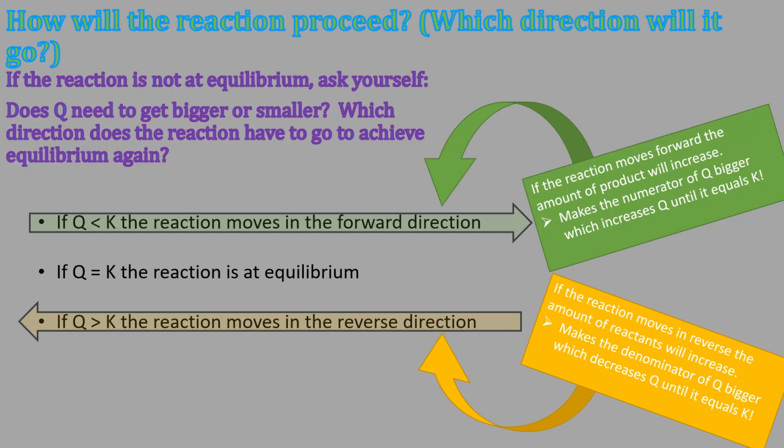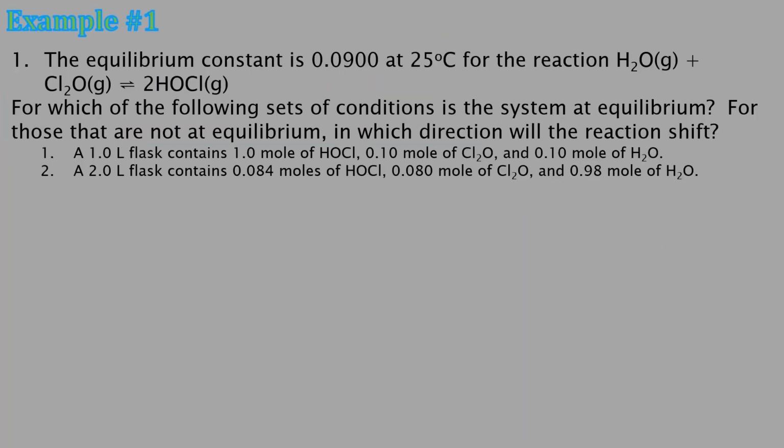If Q is smaller than K, the reaction is going to go forward. And if Q is greater than K, it has to get smaller, so it's going to go in reverse. It's going to make more reactant and eat up product, so that the top, because it's product over reactant, is your Q. If the top gets smaller and the reactant gets bigger, then Q will get smaller until it reaches K.